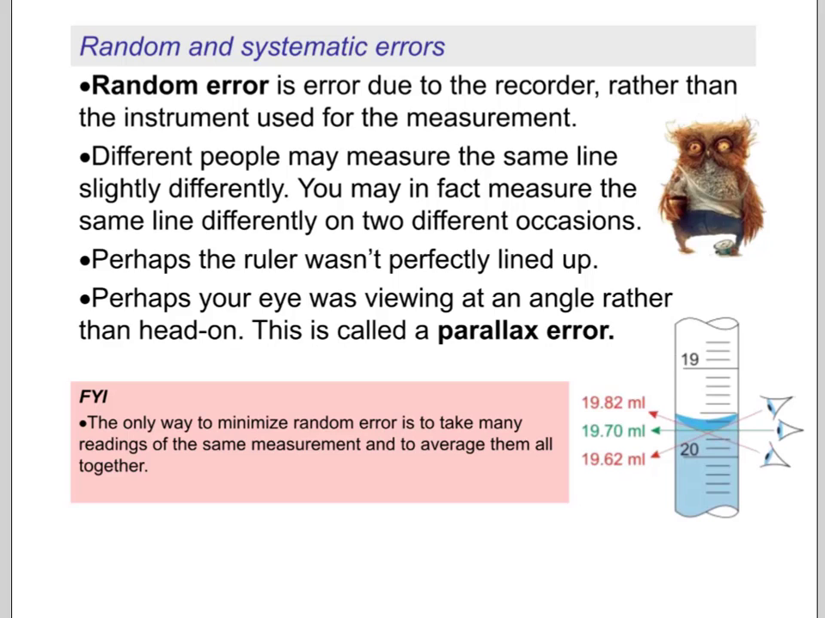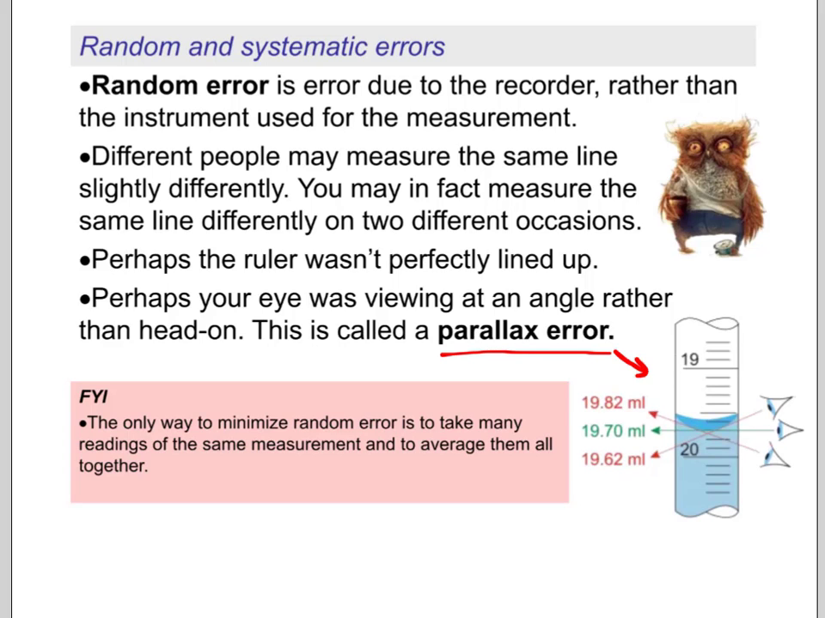So, random and systematic errors. We'll start with random error. It's due to the recorder, so this is you, rather than the instrument. So different people may measure the same line slightly differently. This happens quite often when you are measuring with graduated cylinders and those types of things. You could have your head at different heights. You could be looking at it from different angles. One of these things is called a parallax error, and that's what's illustrated right here.